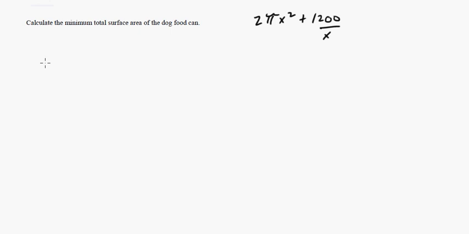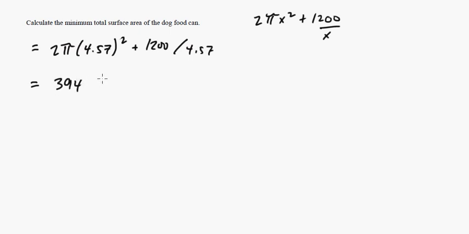Okay, and so finally, for the last part here, you just do 2 pi. We'll sub it into the original equation to get the area. We'll do 4.57 squared plus 1200 over 4.57. And again, you just enter that into your calculator, and you do all that, and you get 394. And it would be the total minimum surface area, so it would be centimeters squared.